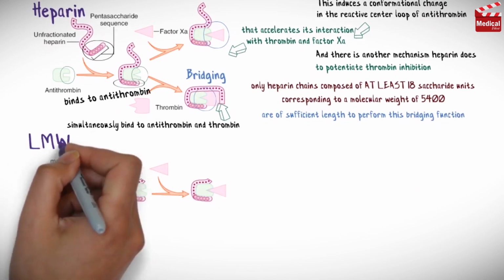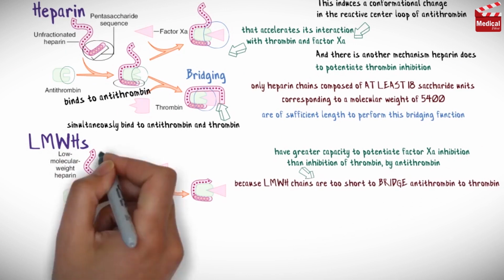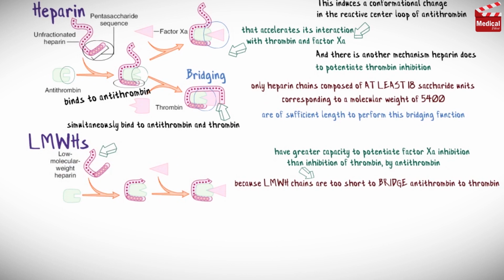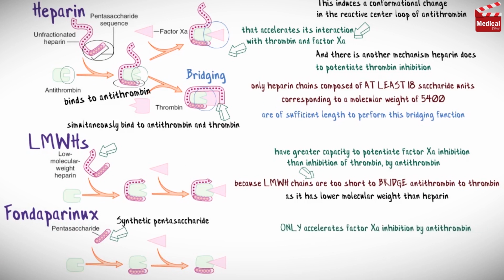Low molecular weight heparins have greater capacity to potentiate factor Xa inhibition than inhibition of thrombin by antithrombin, because low molecular weight heparin chains are too short to bridge antithrombin to thrombin, as they have lower molecular weight than heparin. And the last agent, fondaparinux, which is a synthetic pentasaccharide, only accelerates factor Xa inhibition by antithrombin, because the pentasaccharide is too short to bridge antithrombin to thrombin.